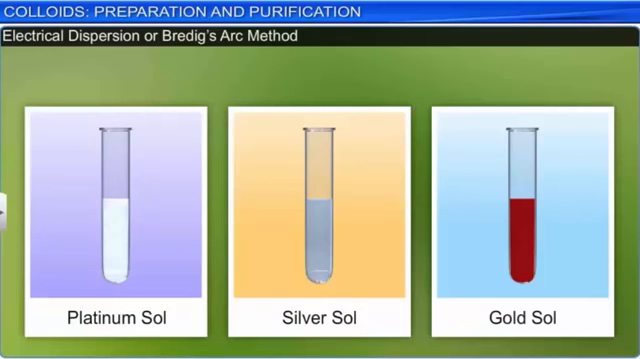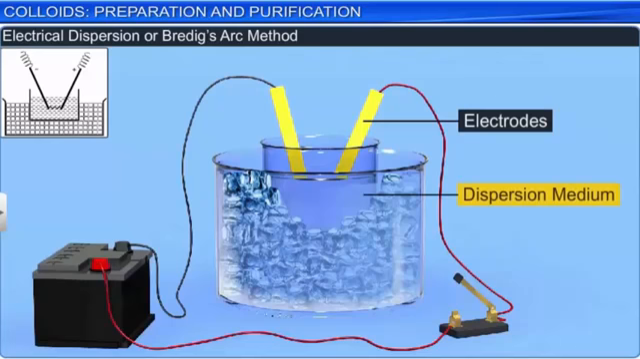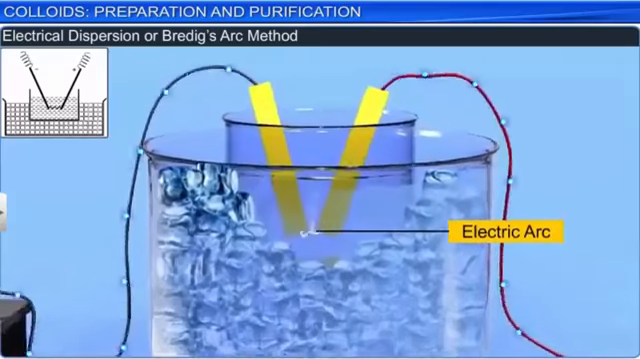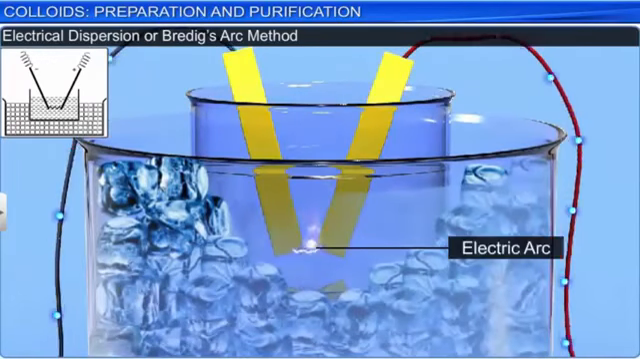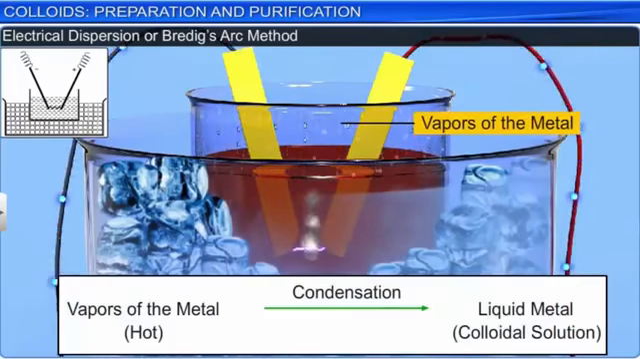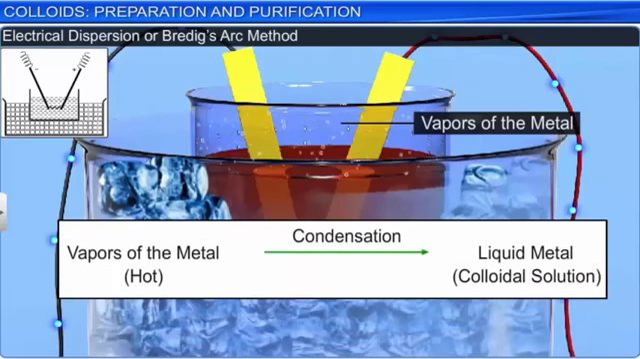In this method, two electrodes of the metal whose colloidal solution is to be prepared are immersed in the dispersion medium and an electric arc is struck between the electrodes. The intense heat of the arc vaporizes the metal, which gets condensed immediately in the liquid to form a colloidal solution. This method thus involves dispersion as well as condensation.